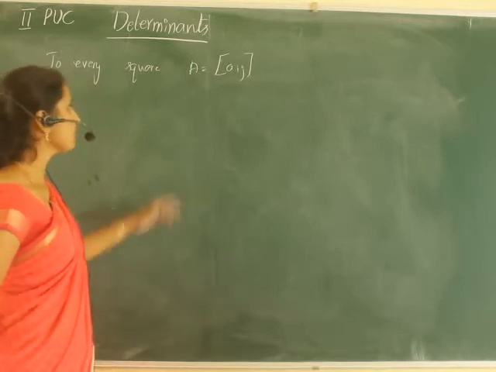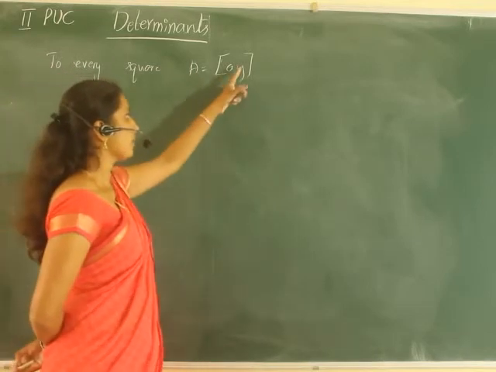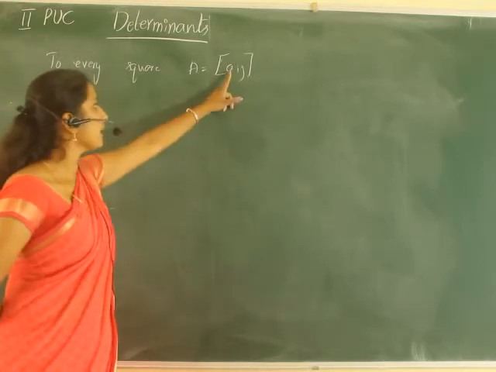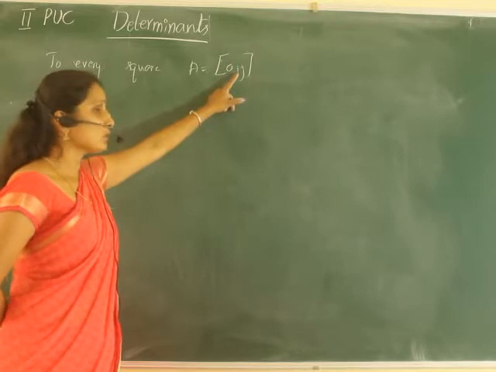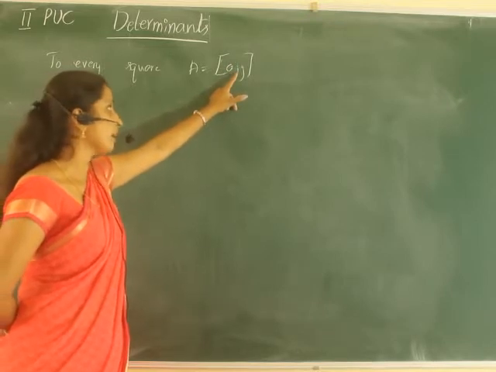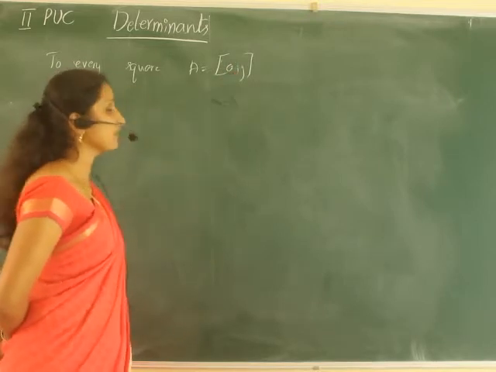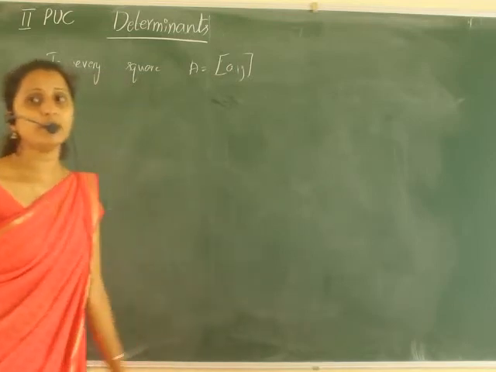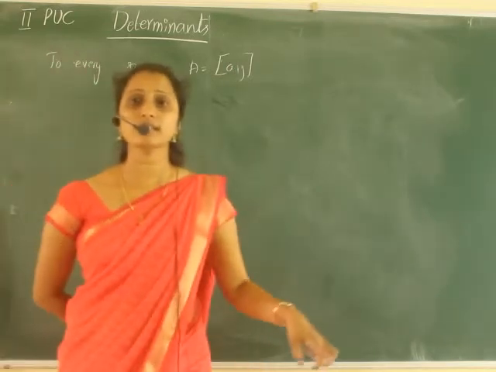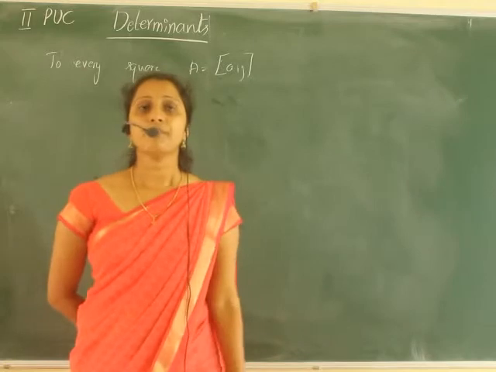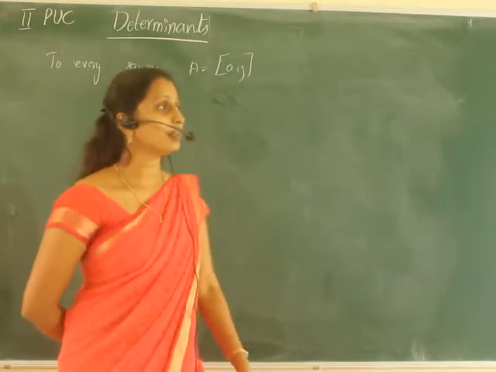You know what A = [aij] is. What does aij indicate? aij is the element in the ith row and jth column. So this is the definition. One definition of a determinant is a real or complex value assigned to each square matrix. That is called the determinant.